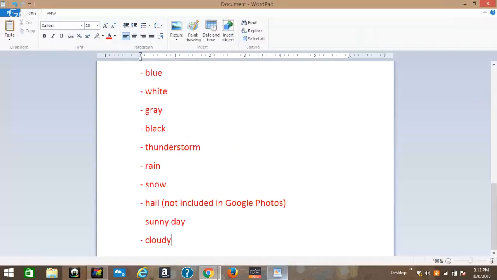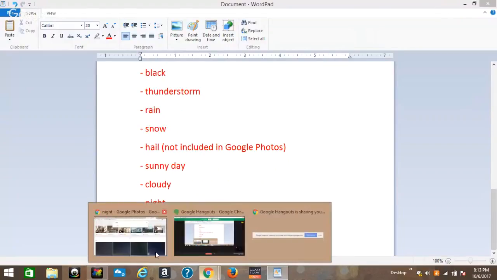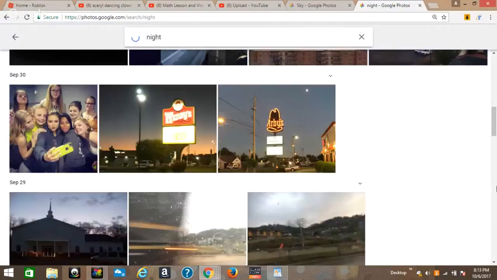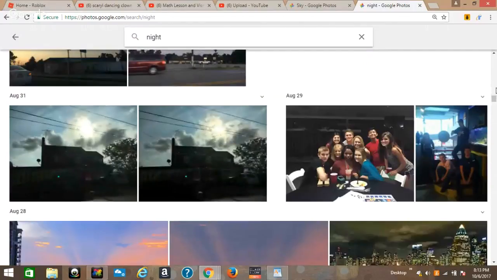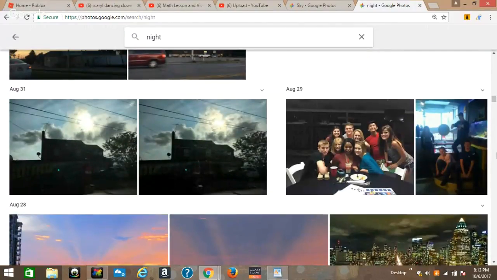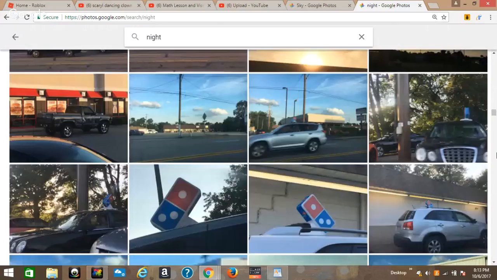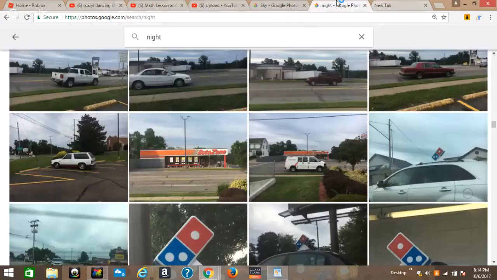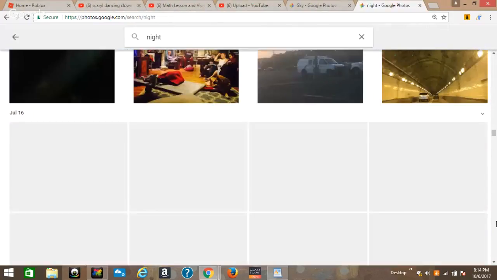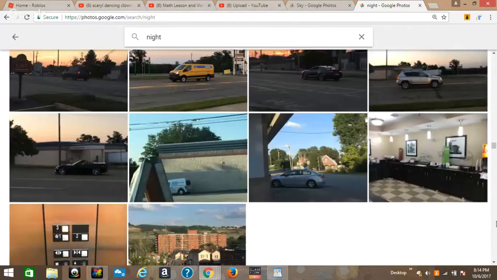Night. All right, I'll lead us into our next category, night. Now, at nighttime, we're not going to have a big asteroid hit the Earth. If an asteroid hits the Earth, we're all doomed. I'm just letting you guys know. If an asteroid would hit the Earth, we'd be done for, all right? Okay. All right, so let's not go any further.